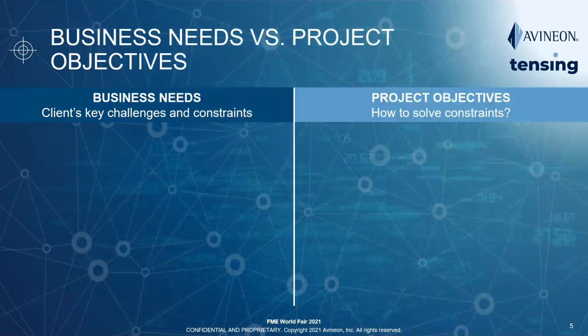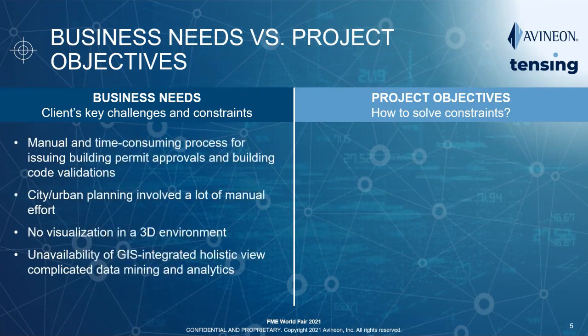Now we'll talk about the business needs versus the project objectives. First of all, some of the challenges faced by the client prior to this project include building plan drawings from developers and contractors that were received only in the form of 2D CAD drawings using non-standardized templates, which made it very time-consuming to search and find the required information for issuing building permit approvals and building code violations. In addition, the city and urban planning involved a lot of manual effort since it was difficult to validate new building plans against the established building standards.